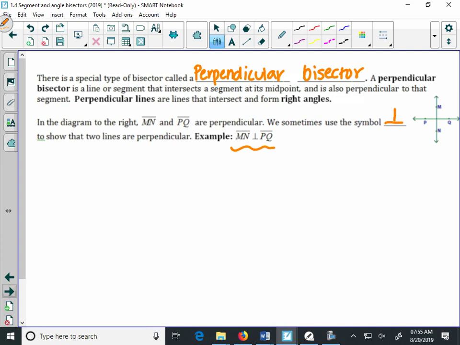Okay? So we look at this diagram, how these lines are intersecting. All four of these angles right here are right angles. And again, we draw that box to indicate that it's a right angle. So when two lines are perpendicular and they intersect, all four angles that they make are right angles. That's what it means to be perpendicular. Questions over that?